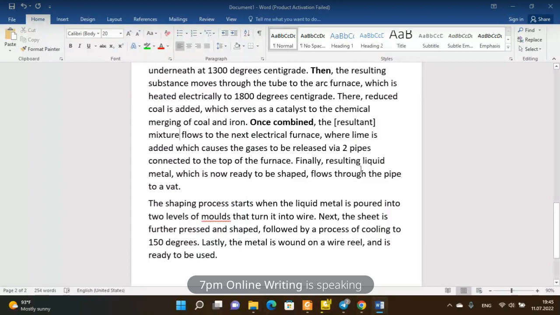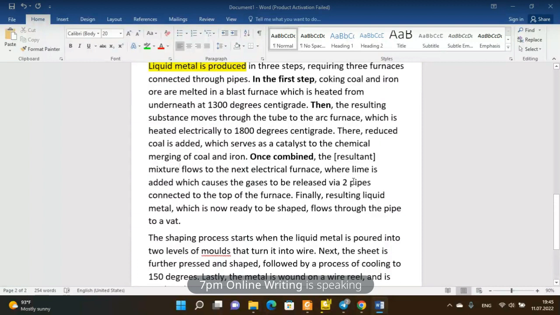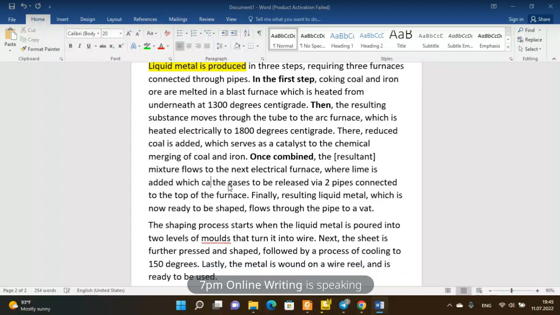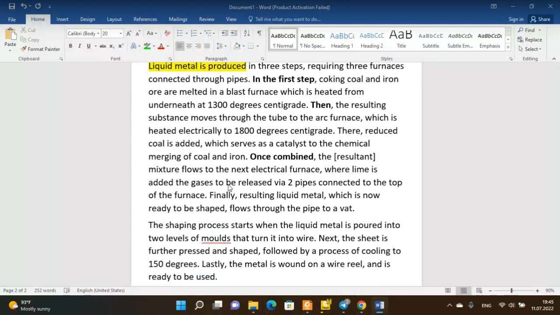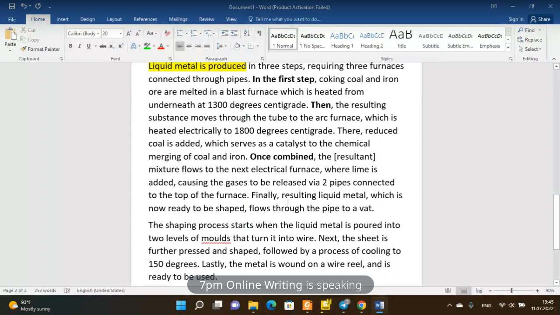Finally, okay, so I see a lot of which here. Can we somehow use a reduced relative clause here? Causing? Maybe, I don't know. So I'm going to say causing. It could even be maybe like releasing gas.